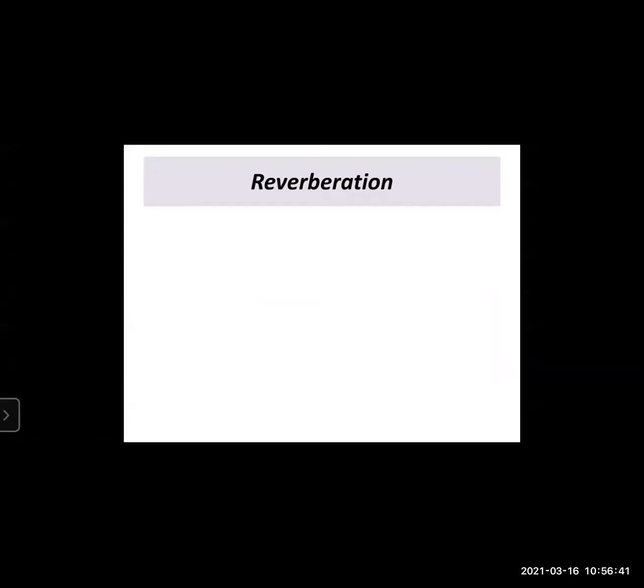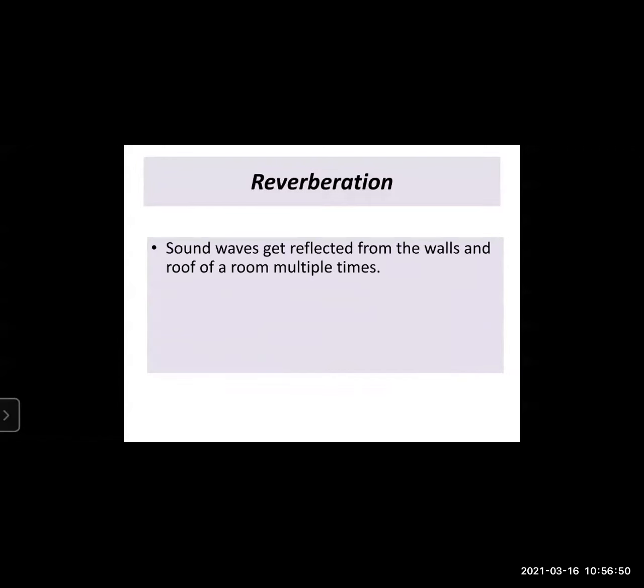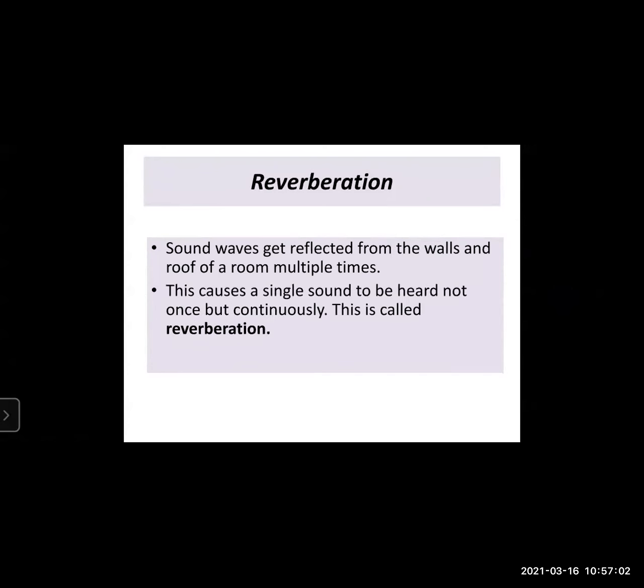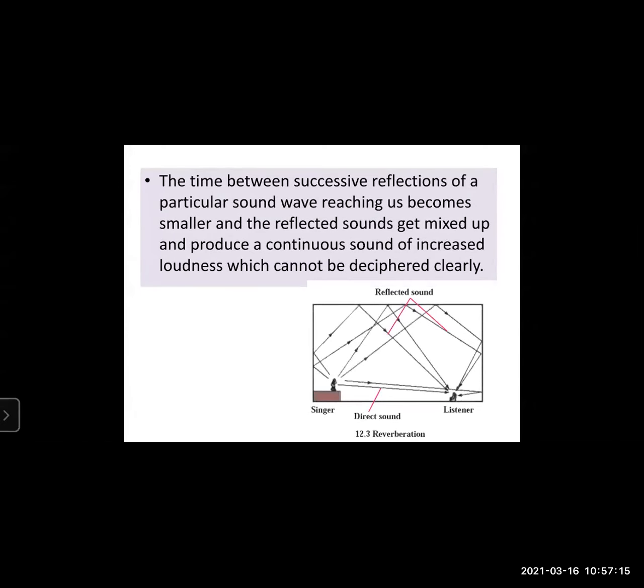Now the next natural phenomenon is reverberation. The sound waves get reflected from the wall and roof of the room multiple times. This causes a single sound to be heard not once, but continuously, and this continuous hearing is called reverberation. How does this happen? The time between two successive reflections of a particular sound wave reaching us becomes smaller, and the reflected sounds get mixed up and produce a continuous sound of increased loudness, and the original sound cannot be deciphered clearly. So that is called reverberation.